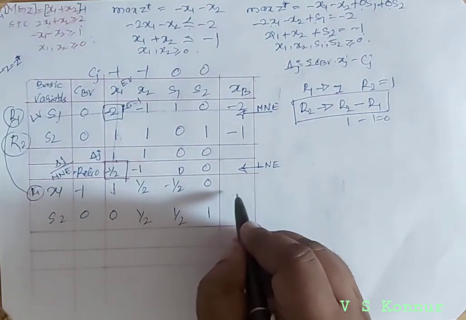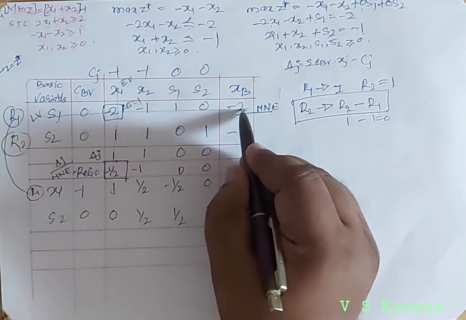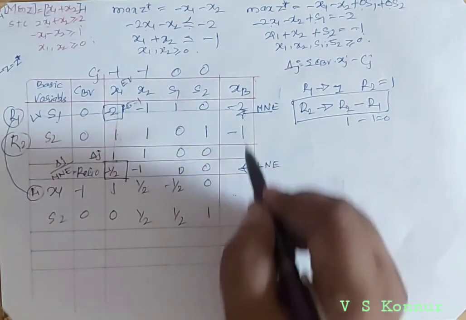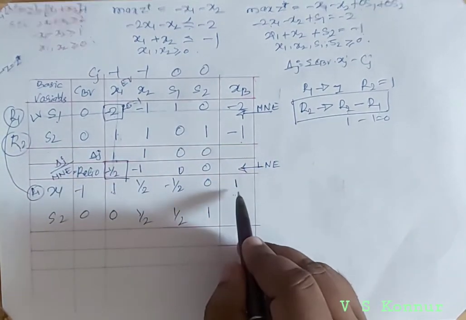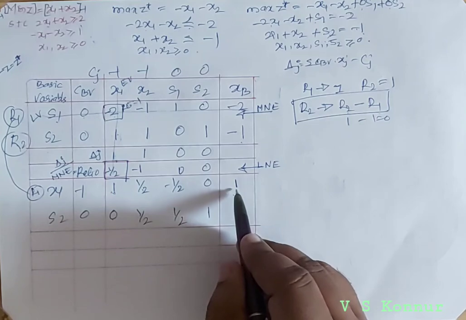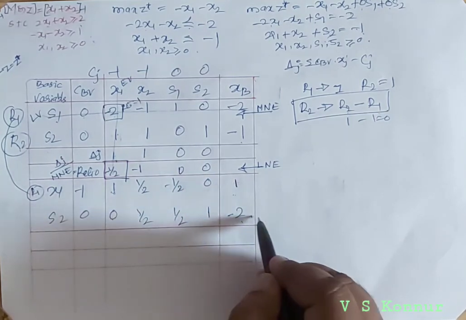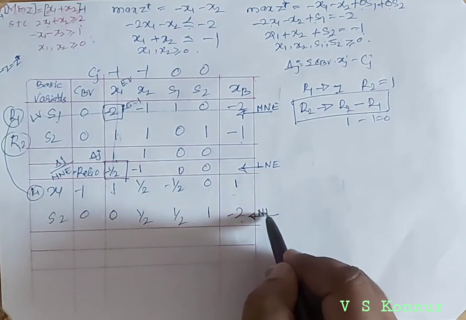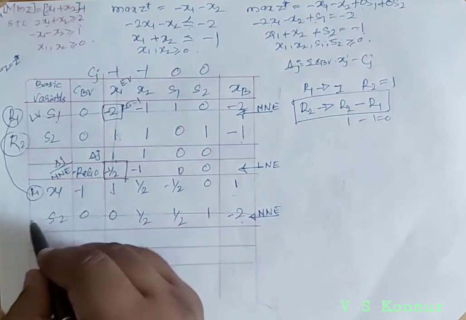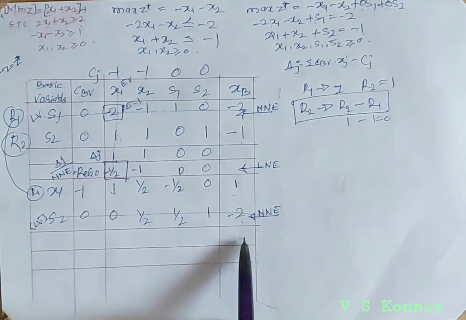Now for this also, minus 1, we should multiply by minus 1 by 2. So we will get 1 here. So minus 1 minus of 1 is equal to minus 2 we will get. From this, once again, we should select the most negative element from XB. That will give the leaving vector.